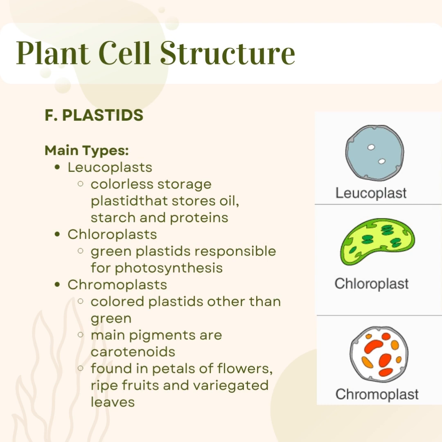First is the leucoplasts. It is a colorless storage plastid that stores oil, starch, and proteins. Next is chloroplasts. It is a green plastid responsible for photosynthesis. Third is chromoplasts, colored plastids other than green. Its main pigments are carotenoids. It is found in petals of flowers, ripe fruits, and variegated leaves.